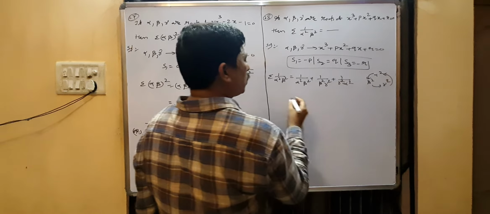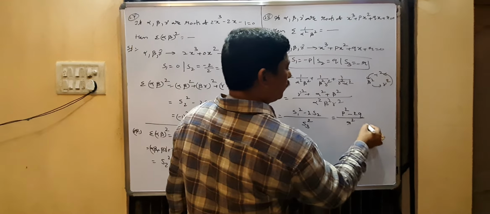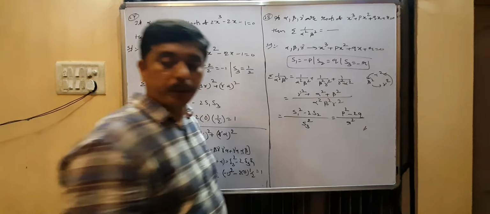A square plus B square plus C square is A plus B plus C whole square minus 2 times of AB plus BC plus CA. That is alpha plus beta plus gamma whole square minus 2 times of alpha beta plus alpha gamma plus beta gamma. S1 square minus 2S2. The denominator is S3 square. If you want, you can remember the formula directly. S1 value you know is minus p whole square, p square. S2 value is q, 2q. S3 value is minus r whole square, that is r square. Copy the problem.